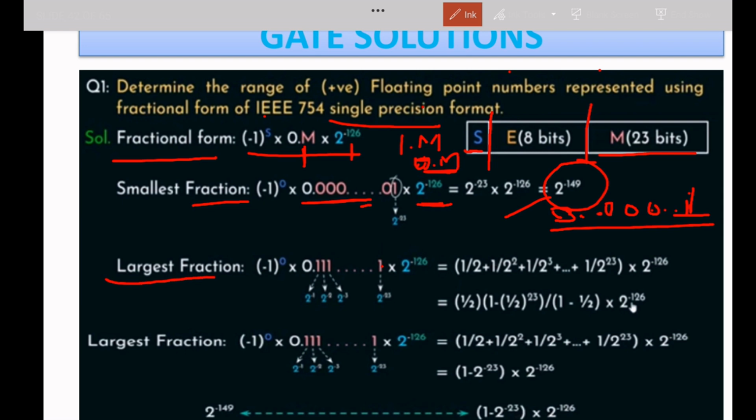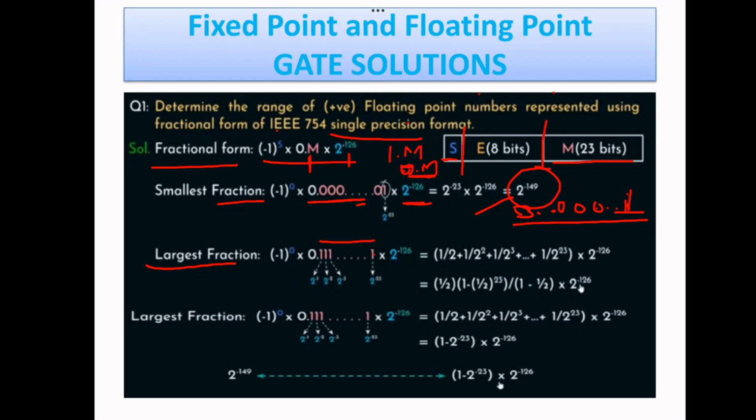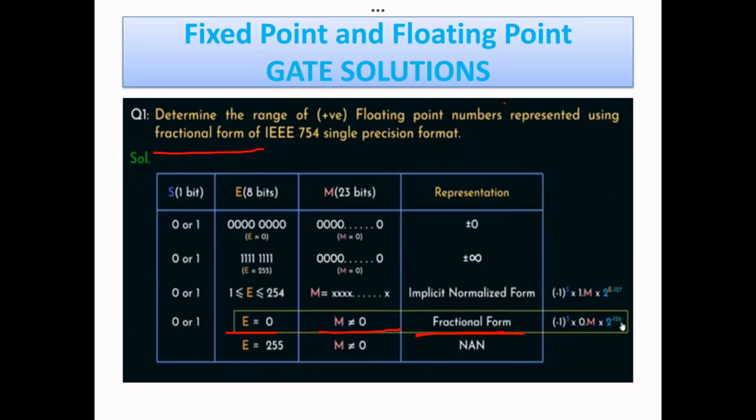Similarly, you can find the largest fraction. Largest means all are 1. And the other is the same. Okay, largest fraction. Similarly you can find the largest fraction and other fractions. So already we discussed how to find the smallest and largest. So no need to discuss one by one.